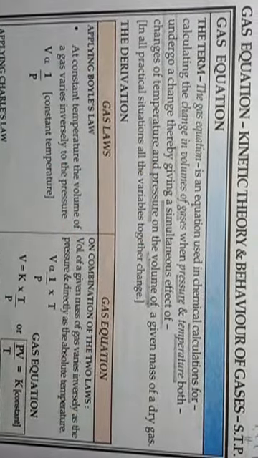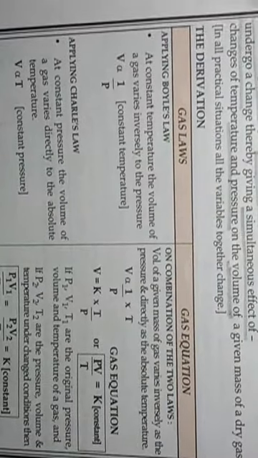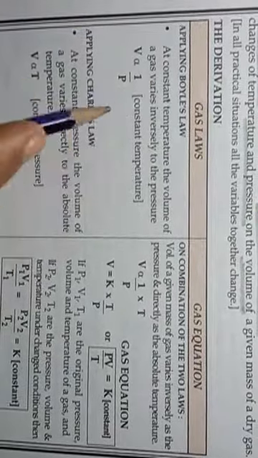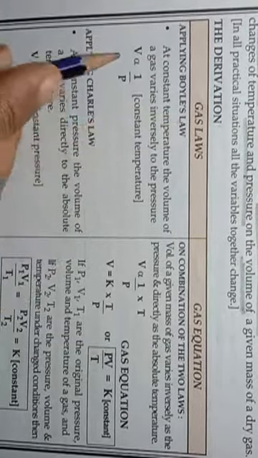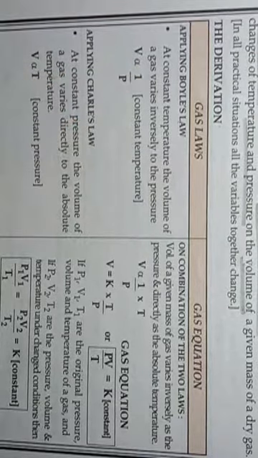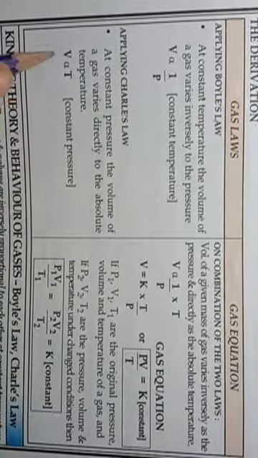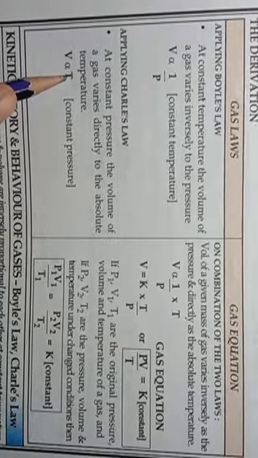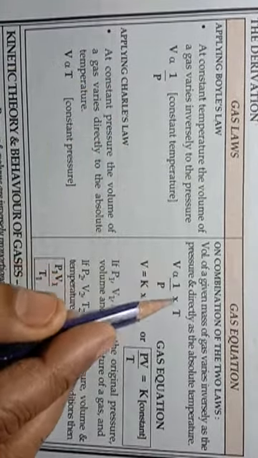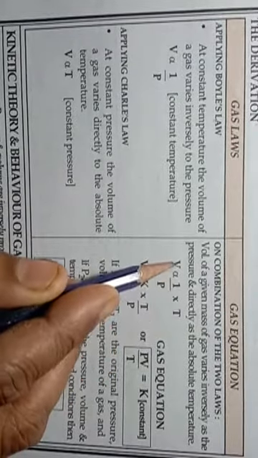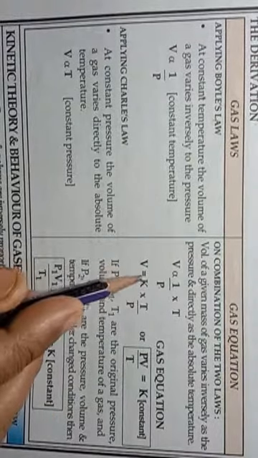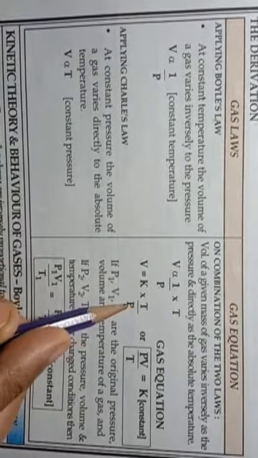Okay, students, so the derivation of the gas equation. These are the gas laws. According to Boyle's law, V is proportional to 1 by P, and according to Charles' law, V is directly proportional to T. By combining these two laws, we get this relation: V is proportional to T upon P, or V equals K T upon P.